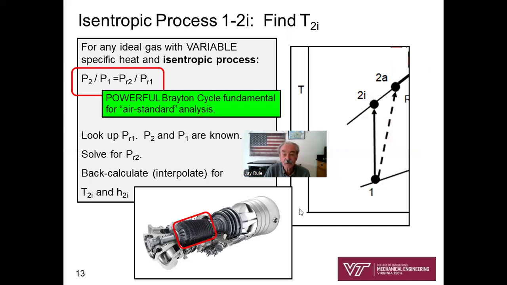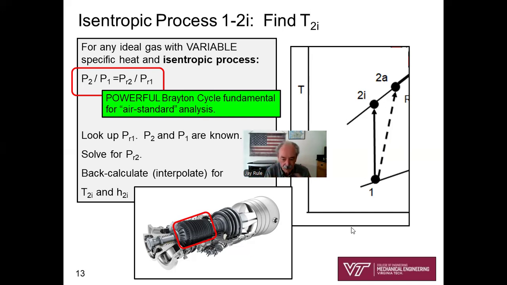Okay, we're getting close to putting pencil to paper, but let's plan our work for our different processes. Process 1 to 2. The first thing we're going to do is study the isentropic process 1 to 2i. Once we can find the work, W dot over m dot, for the compressor 1 to 2, then we can solve for the actual work needed by the compressor.